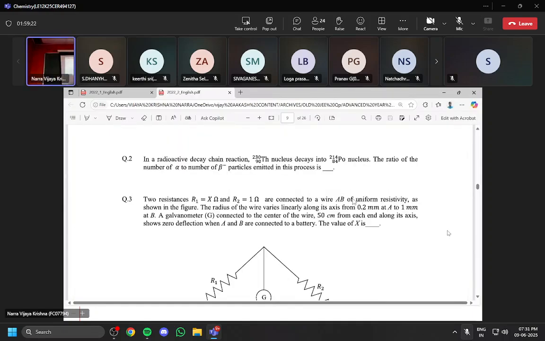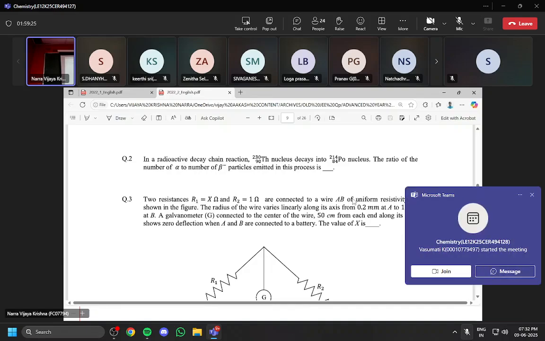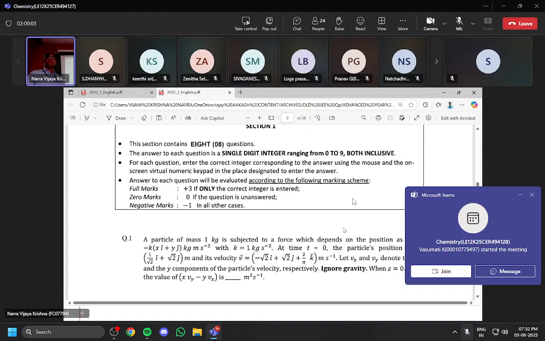Solve question number 2. Again, the same idea we discussed now. Thorium 90 230 decays to polonium 84 214. What is the ratio of the number of alpha to the number of beta particles emitted? Best question. What do you write? 230 minus 214, how much? 16, which means 4 alpha. The atomic number should decrease by 8. Correct? 90 minus 8 means 82, but it became 84, so 2 beta. So the number of alpha to number of beta is 4 by 2. Right? How many marks? Again 3 marks.